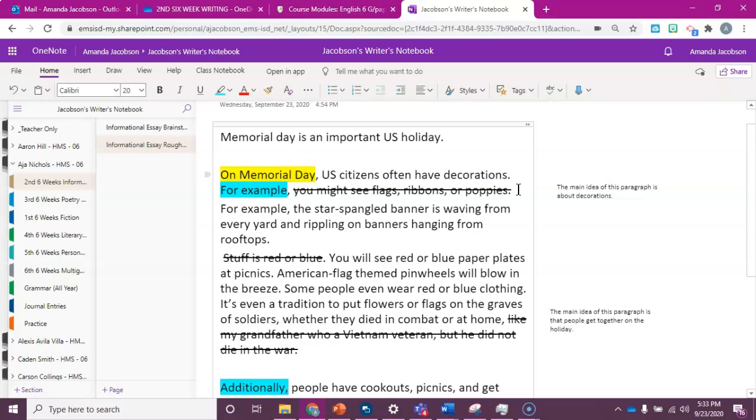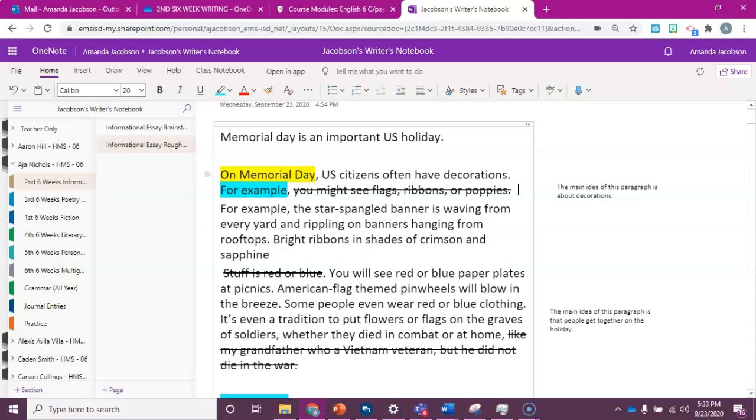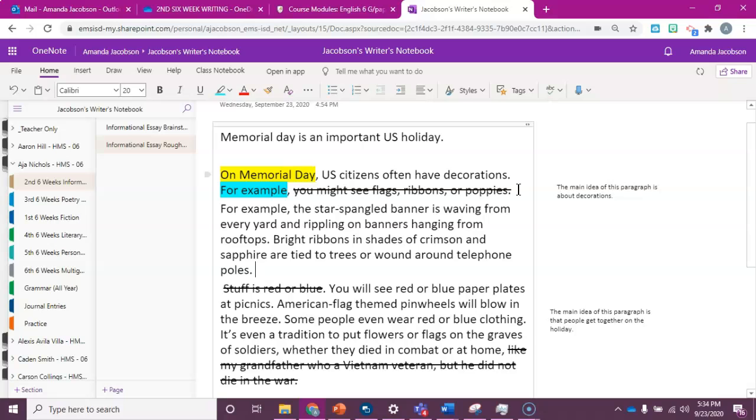Well, where would I see the ribbons? Well, I see bright ribbons in shades of, I don't even want to say red or blue. I want to use better words for red and blue. Crimson and sapphire. Crimson and sapphire are tied to trees or wound around telephone poles. You see how much more detailed and descriptive that is?